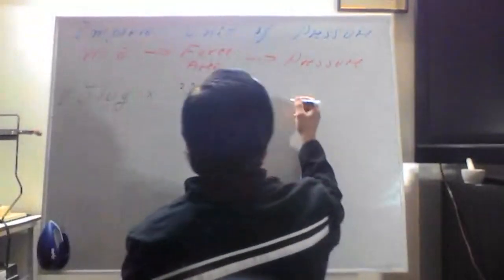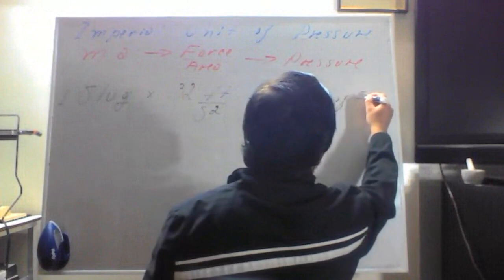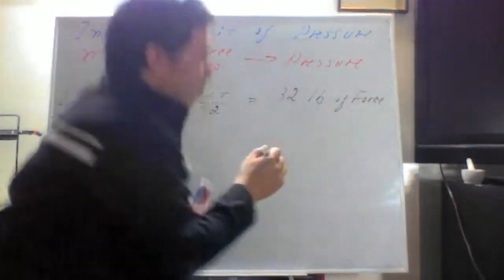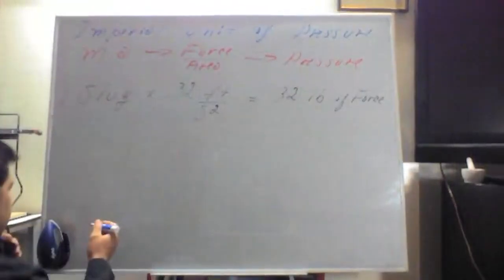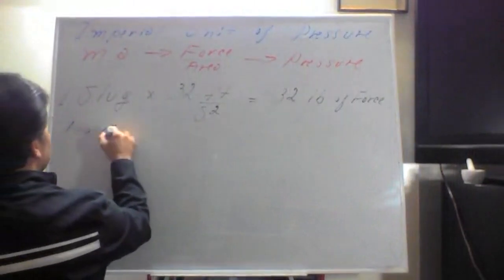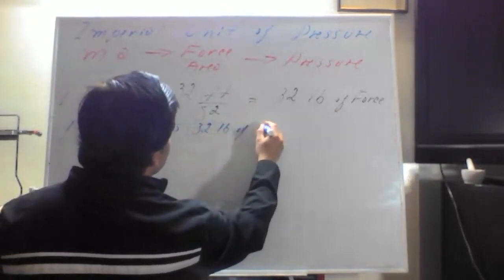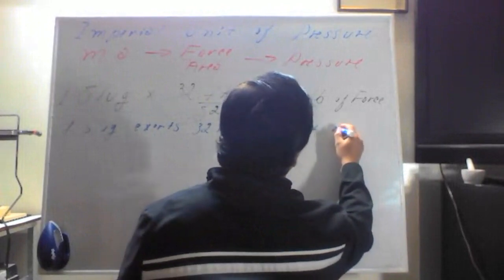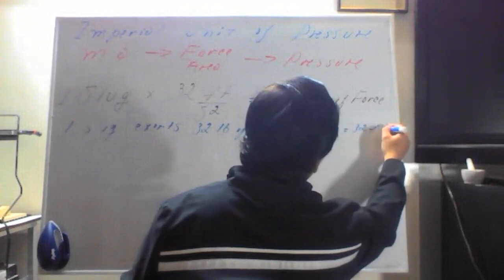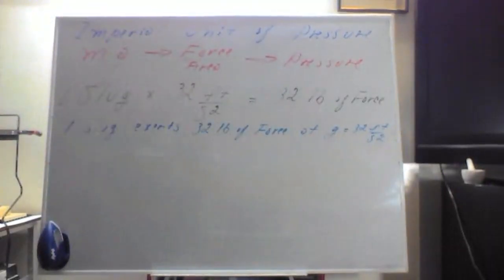So what we get here is that 1 slug exerts 32 pounds of force. And we should try to note here that 1 slug, 32 pounds of force. So that's the definition. 1 slug exerts 32 pounds of force at G equal to 32 feet per second squared. So 1 slug is going to exert 32 pounds of force only under the Earth's gravitational field, not anywhere else in the universe.